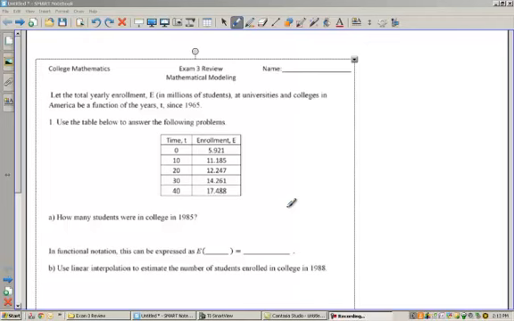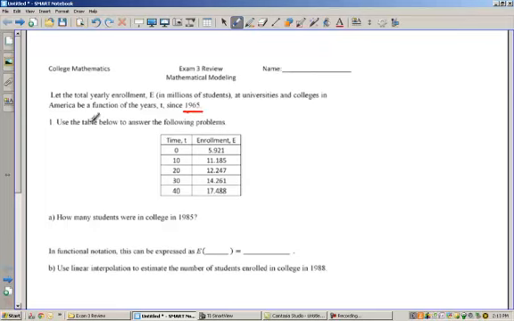Alright, so this is exam 3 review on mathematical modeling, and so we start here. It says let the total yearly enrollment E in millions of students at universities and colleges in America be a function of the years T since 1965. We're going to use the table below to answer the following problems. So here we have our time, and here we have our enrollment. Remember, T equals 0 corresponds to the year 1965, so T equal 10 is the year 1975, and so on.